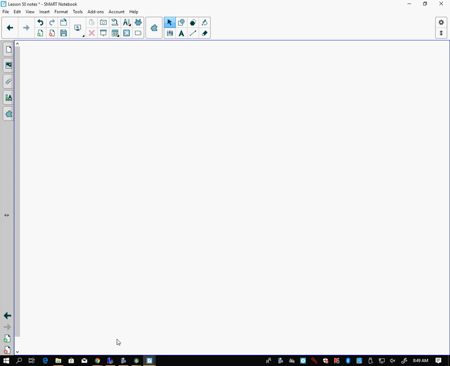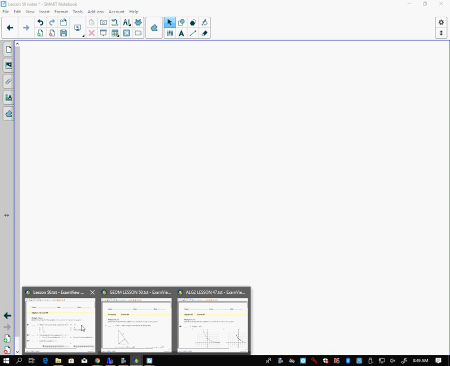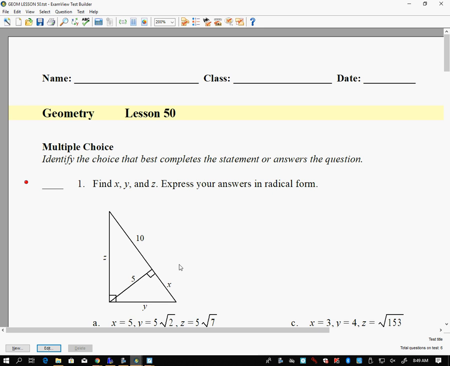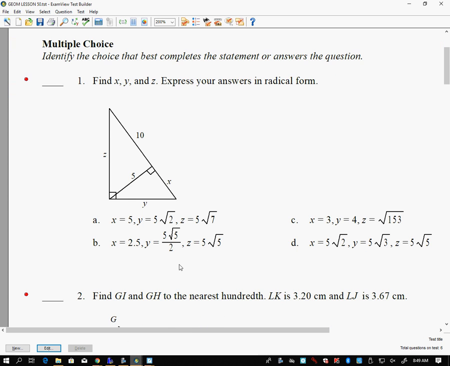Let's move into some questions. It says find x, y, and z. So let's start off with x. Can we do that? Do we still have our notes up? Which corollary, the first or the second, would I use to find x?